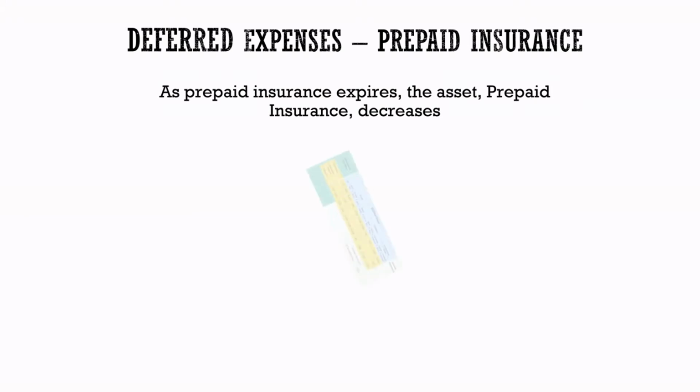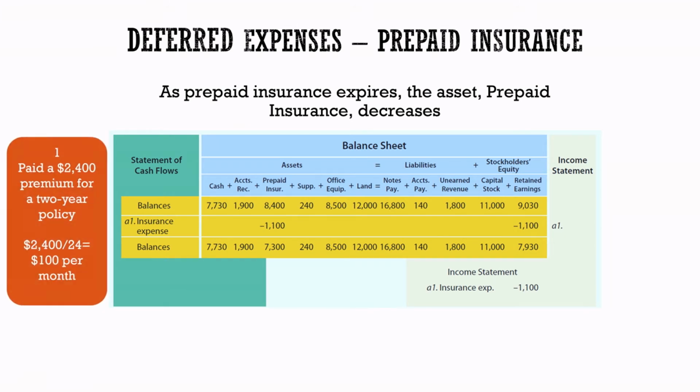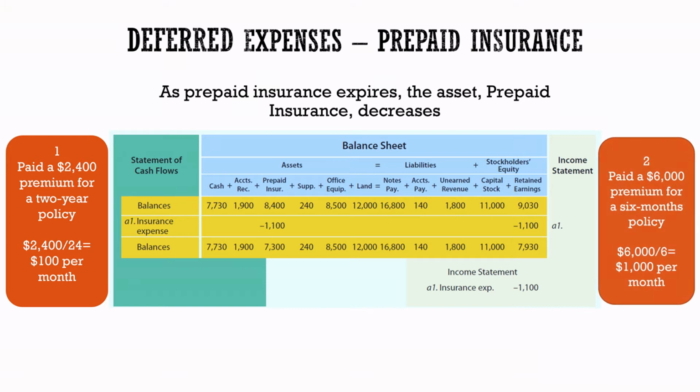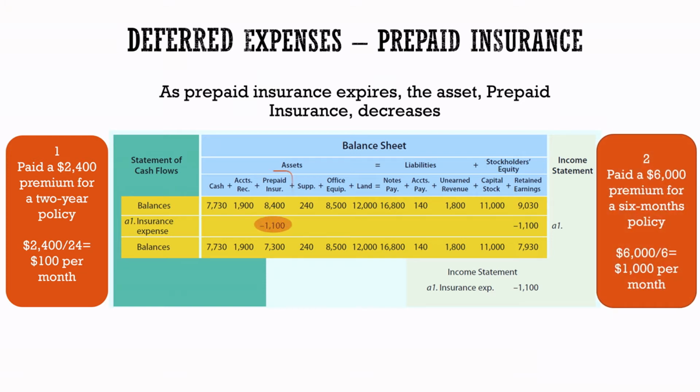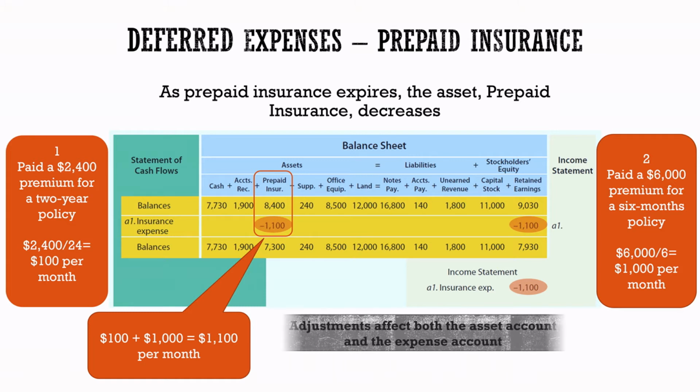On November 1st, the business had paid a $2,400 premium for a 2-year business insurance policy and a $6,000 premium for a 6-month malpractice policy. During November, a portion of the prepaid insurance purchased has expired. Since the business insurance is a 2-year policy, it is expiring at a rate of $100 per month. The malpractice premium expires at a rate of $1,000 per month. A total of $1,100 of prepaid insurance has expired during November.